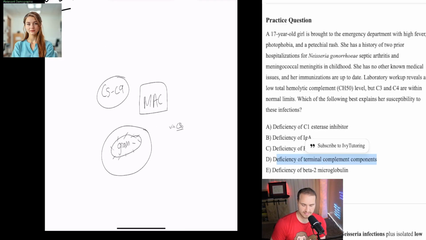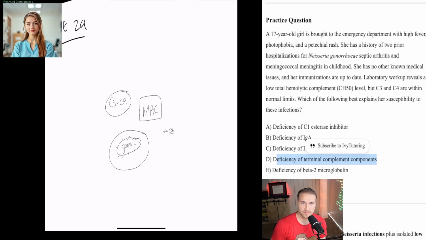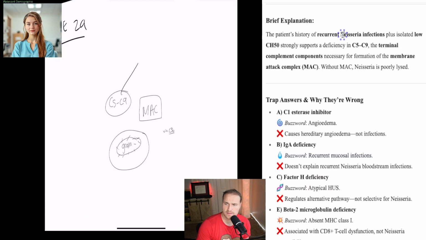So this is a really basic immunology question. It's about the complement system. You should look for a deficiency in C5 to C9 if you have recurrent Neisseria bacteremia. All right, there's our explanation. Let's look at the trap answers and why they're wrong.